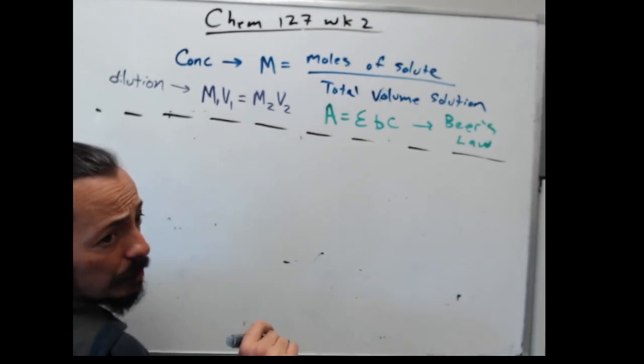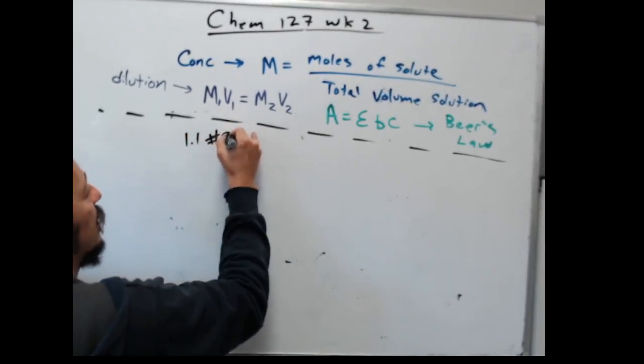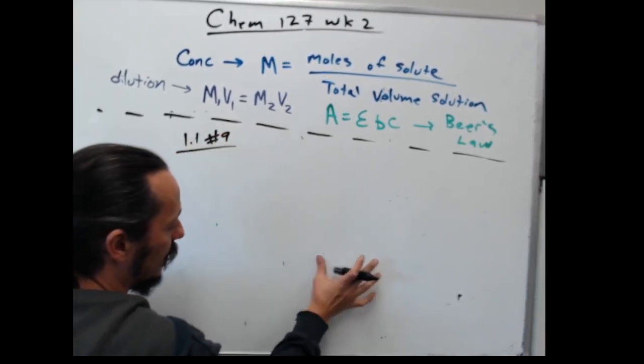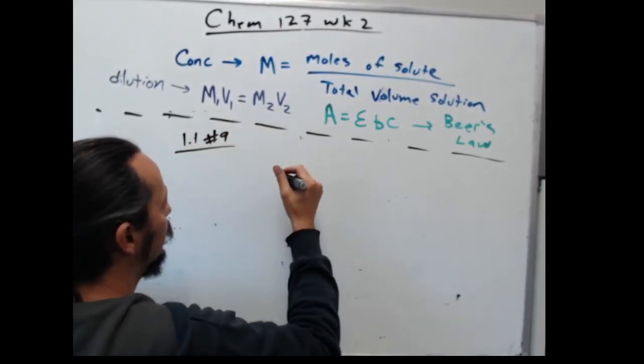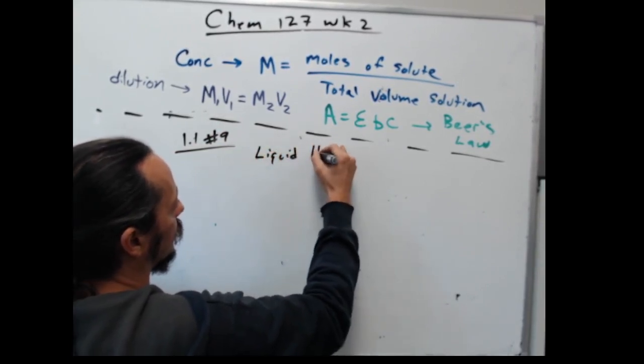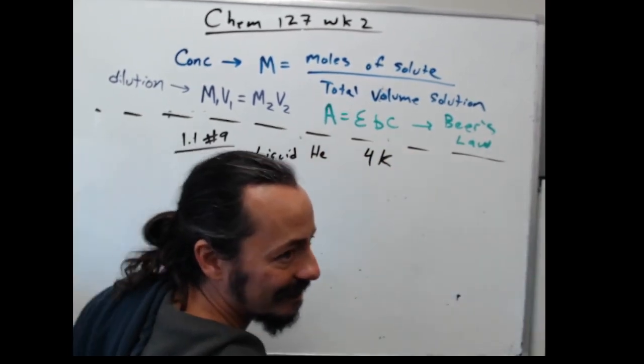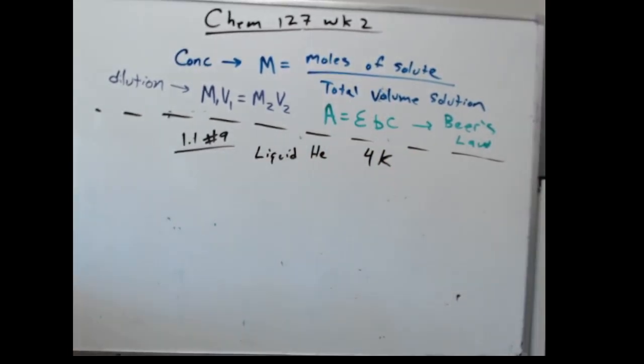So we're looking at 1.1, number 9. What's the question? Liquid helium is used for many low temperature applications. It says liquid helium has a normal boiling point of 4 Kelvin. What is its temperature in Celsius? Okay, so how do we convert from Kelvin to Celsius?